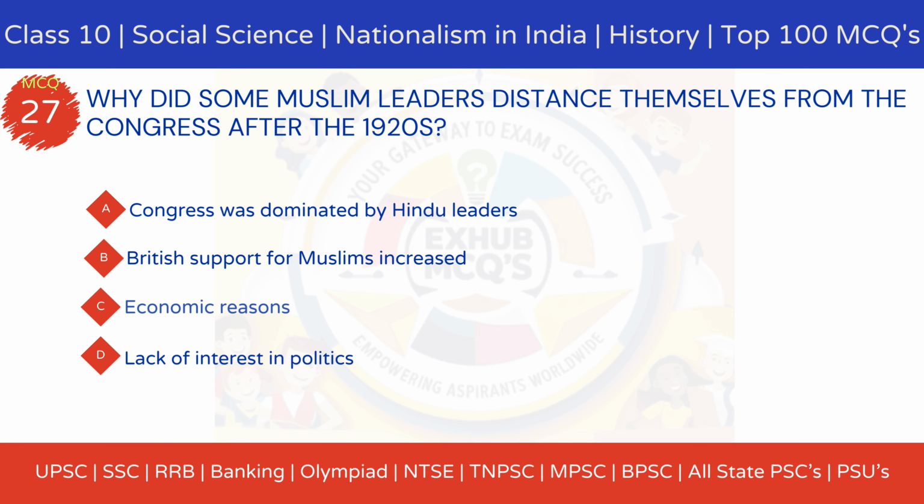Why did some Muslim leaders distance themselves from the Congress after the 1920s? Option A, Congress was dominated by Hindu leaders. Option B, British support for Muslims increased. Option C, economic reasons. Option D, lack of interest in politics.